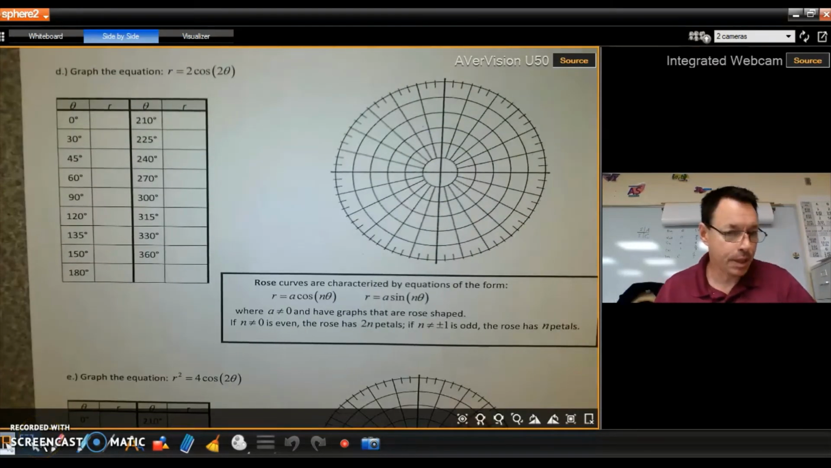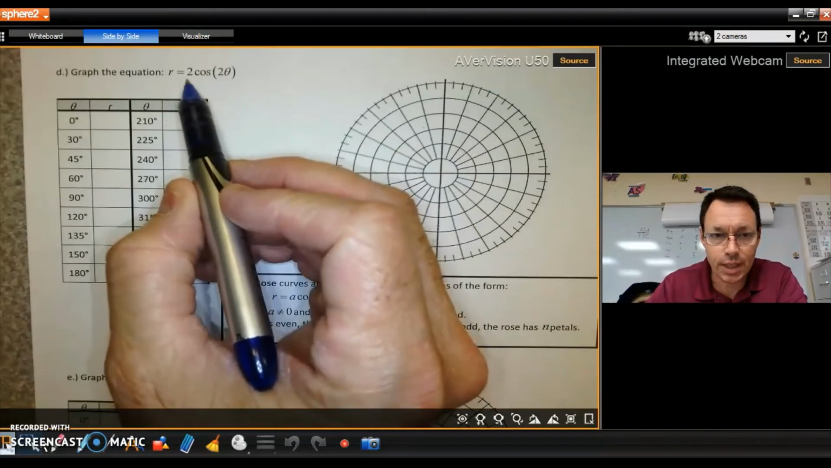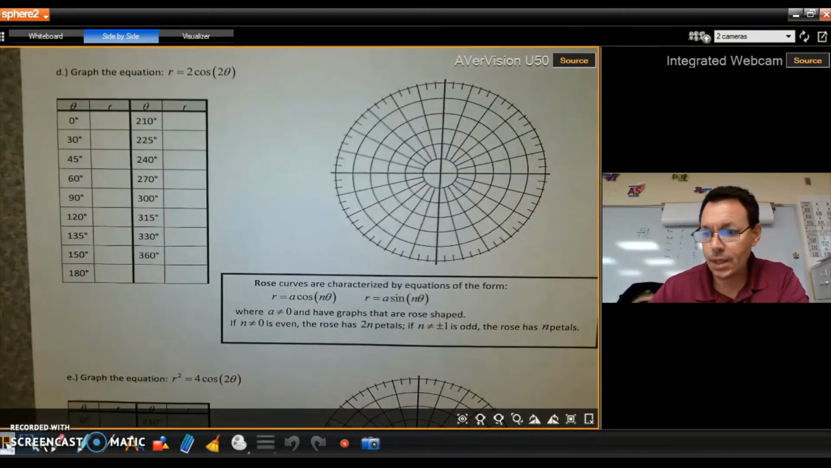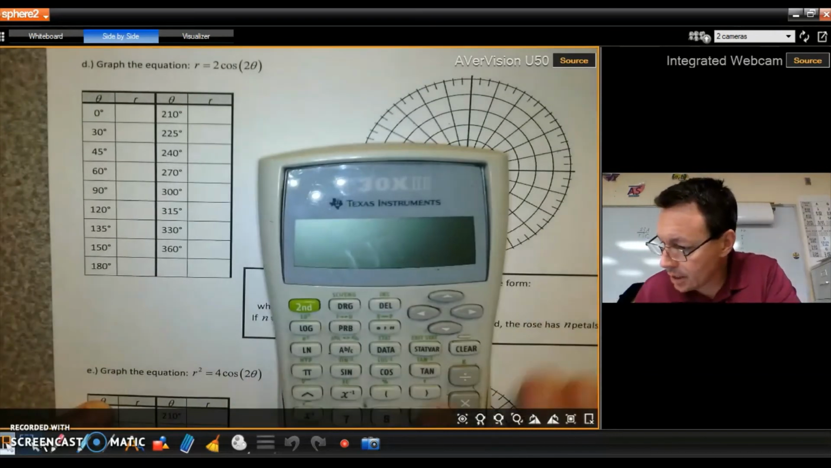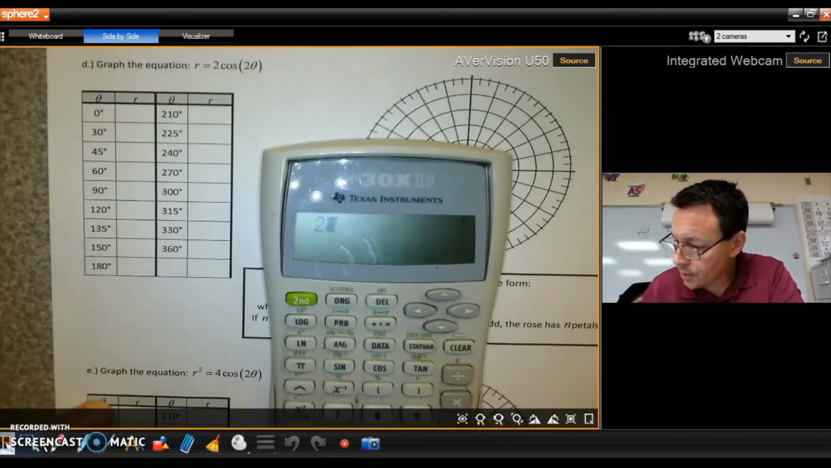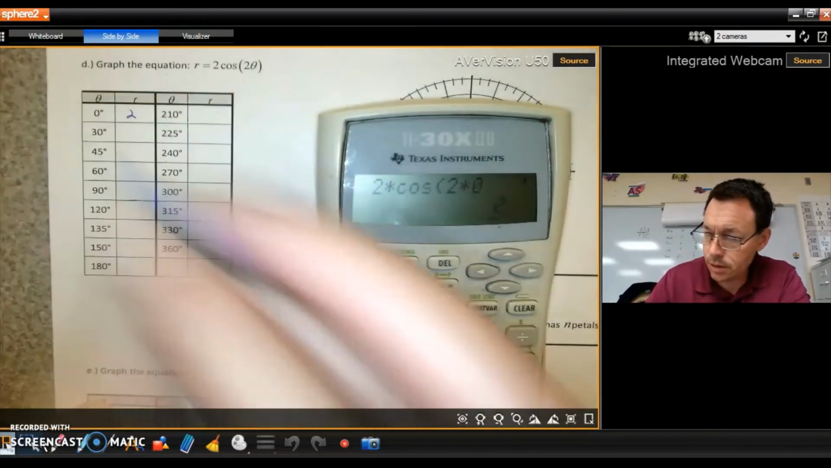All right, last page. So take a look at the one at the top. A little different. There's no addition going on here. This is simply 2 times the cosine of 2 theta. Okay, so that's what's going to get plugged in. Let me get you started. So 2 times cosine of 2 times, and then whatever your theta is. In this case, it's a 0. Okay, so that gave me a 2.